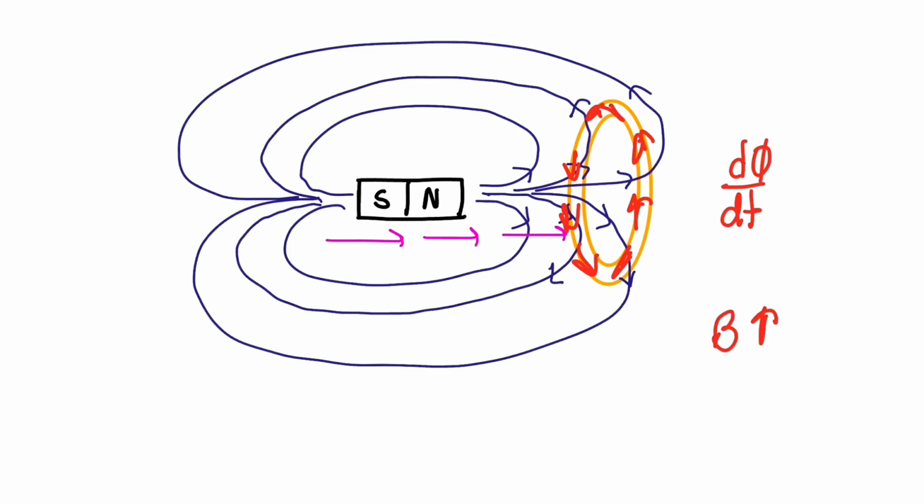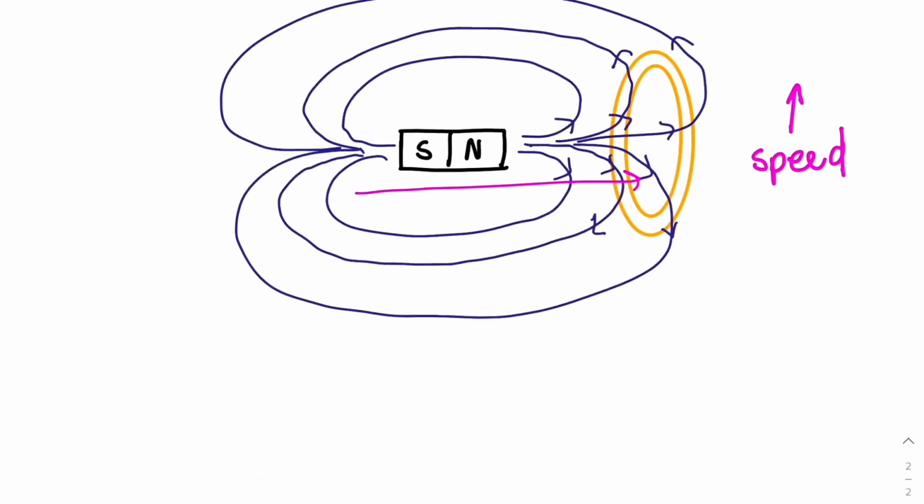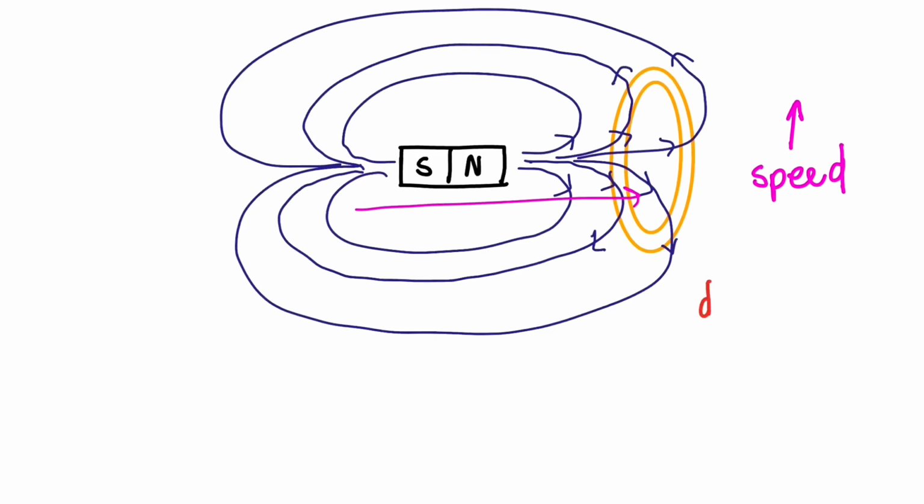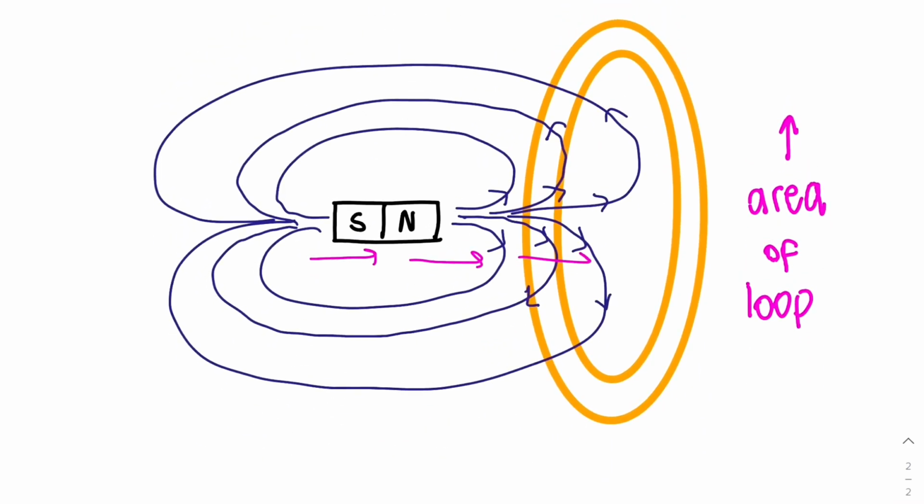The first one is where we increase the speed at which the bar magnet is approaching the loop. If we increase the speed, the change of flux over time also increases, and therefore, so does the EMF. Next, we have a loop with a greater area. If there's a greater area in the loop, more flux is captured, right? And therefore, this also leads to a stronger EMF.